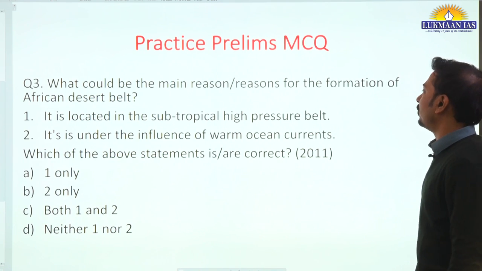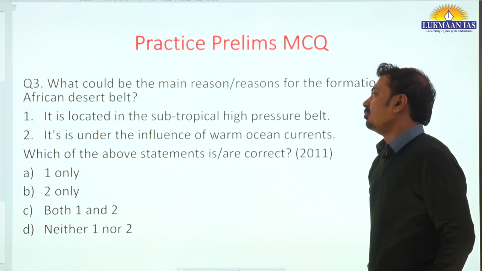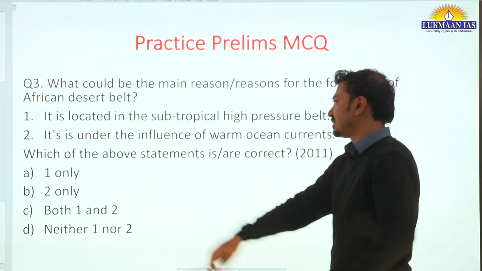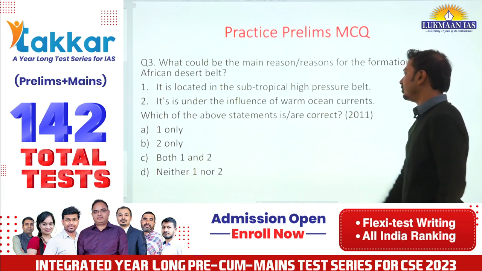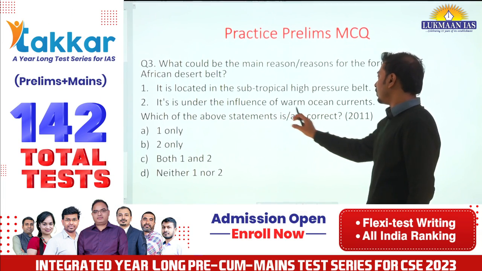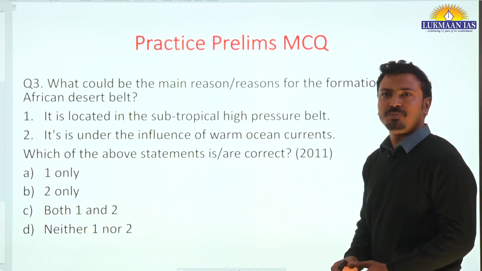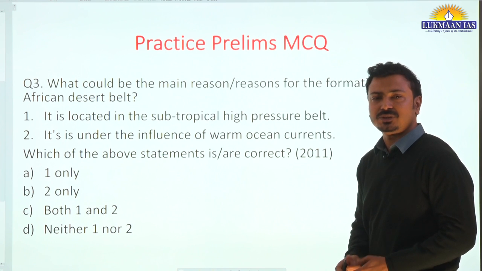Main reasons for the formation of African desert belt. Okay, so one statement it is talking, it is located in subtropical high pressure belt, other under the influence of warm ocean current. We learn about this. Now UPSC has asked many times this question.